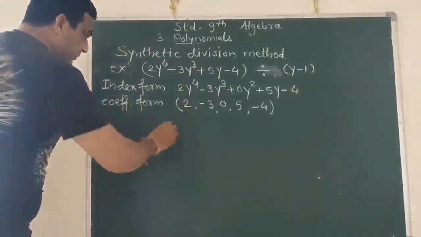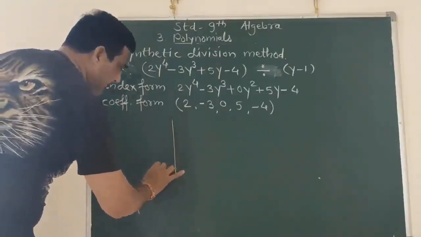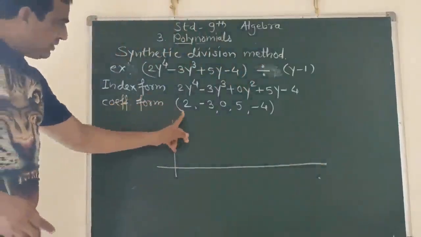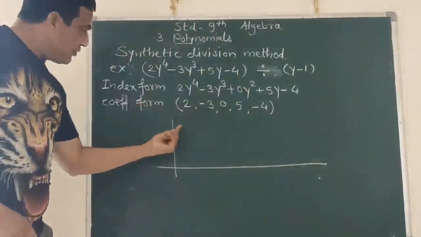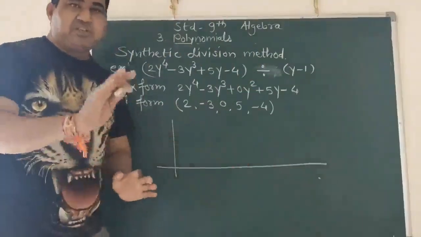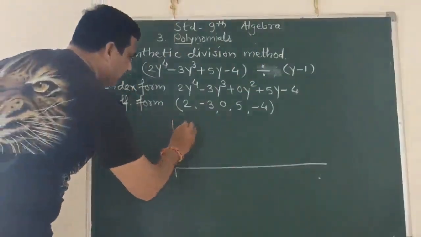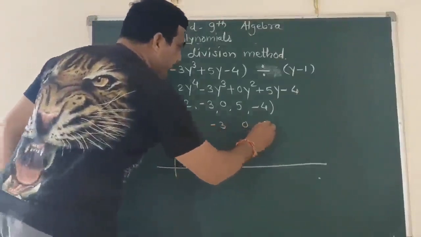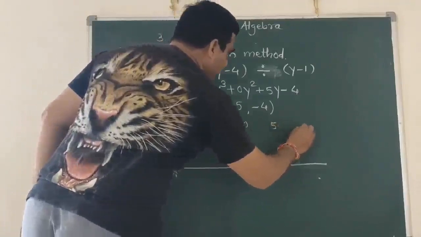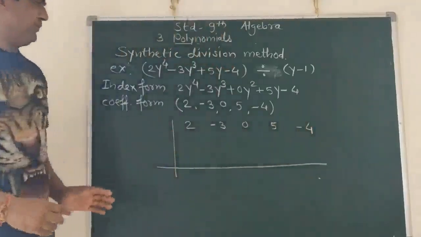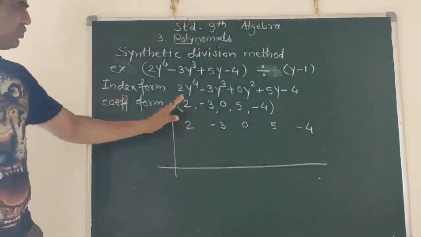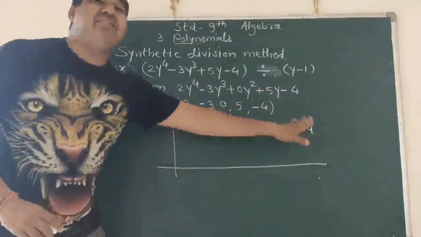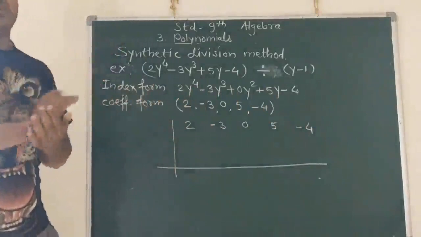And then in this way, make a portion. Now whatever coefficients you have, apart from the first coefficient, then minus 3, then 0, then 5, then minus 4. In this way, you have to write these coefficients apart here. Okay, so that is your dividend that we have written in coefficient form.